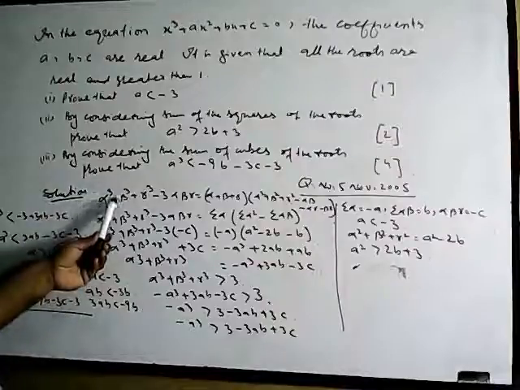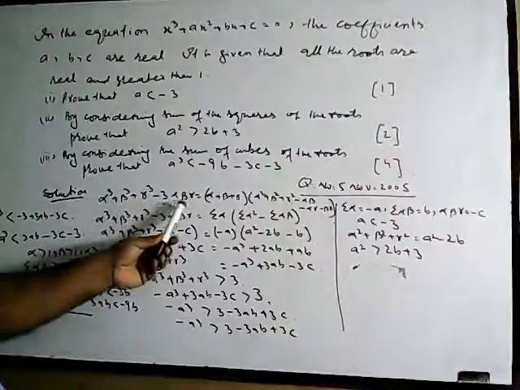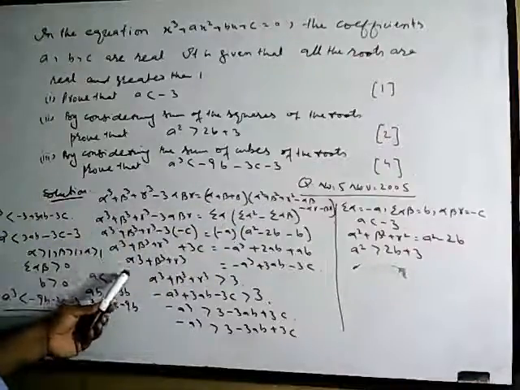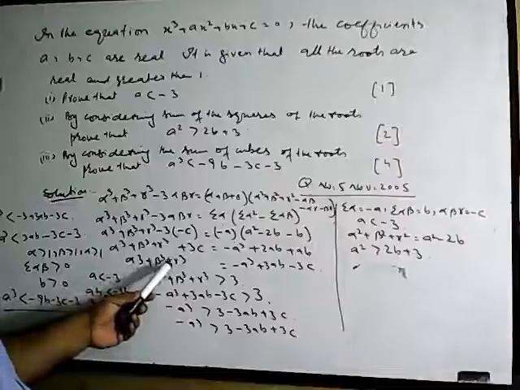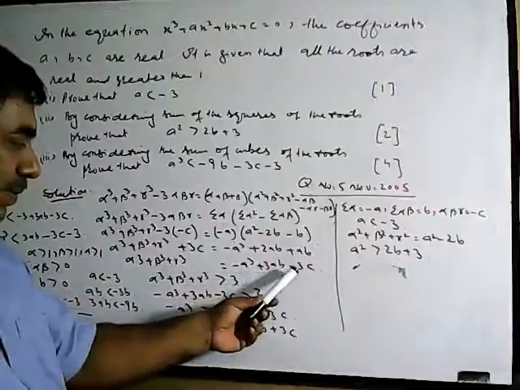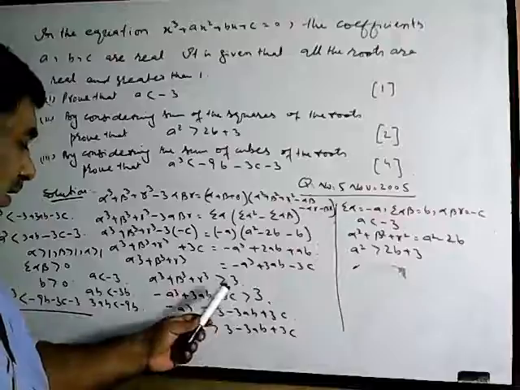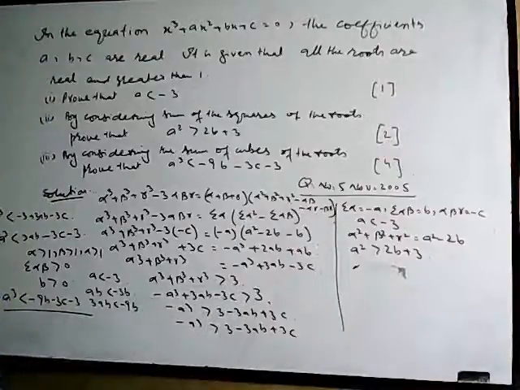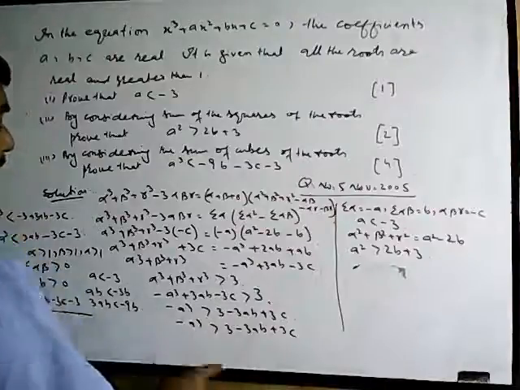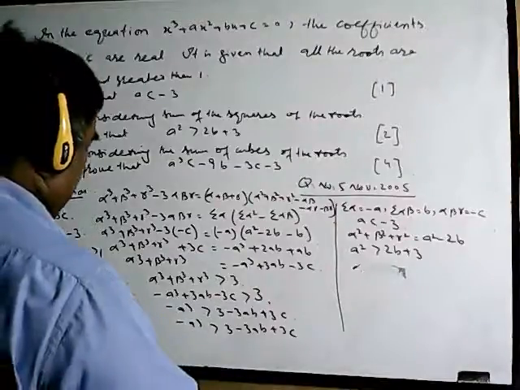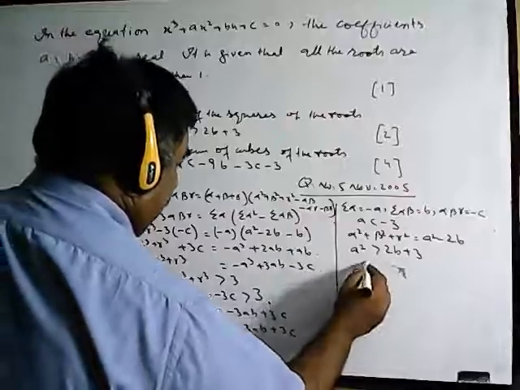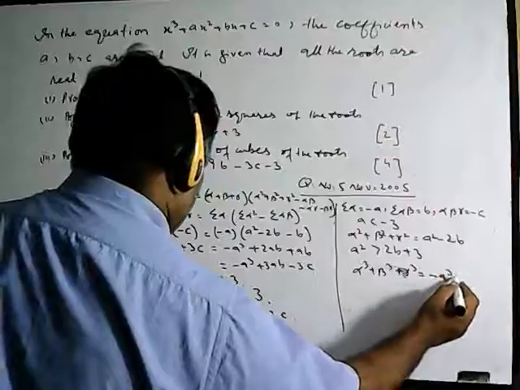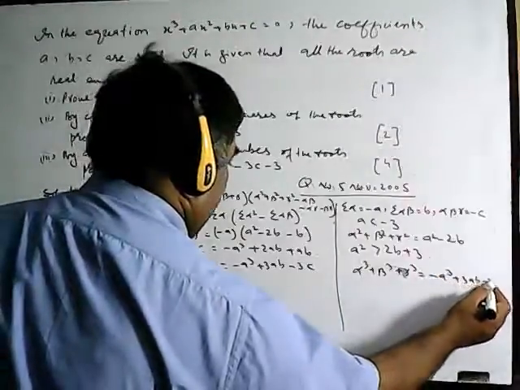First I proved alpha cube plus beta cube plus gamma cube minus 3 alpha beta gamma equals alpha plus beta plus gamma times this one, and I arrived at the result that alpha cube plus beta cube plus gamma cube is minus A cube plus 3AB minus 3C. Now this must be greater than 3. So minus A cube plus 3AB minus 3C is greater than 3. So minus A cube is greater than 3 minus 3AB plus 3C. Suppose the value of alpha cube plus beta cube plus gamma cube is coming as minus A cube plus 3AB minus 3C.